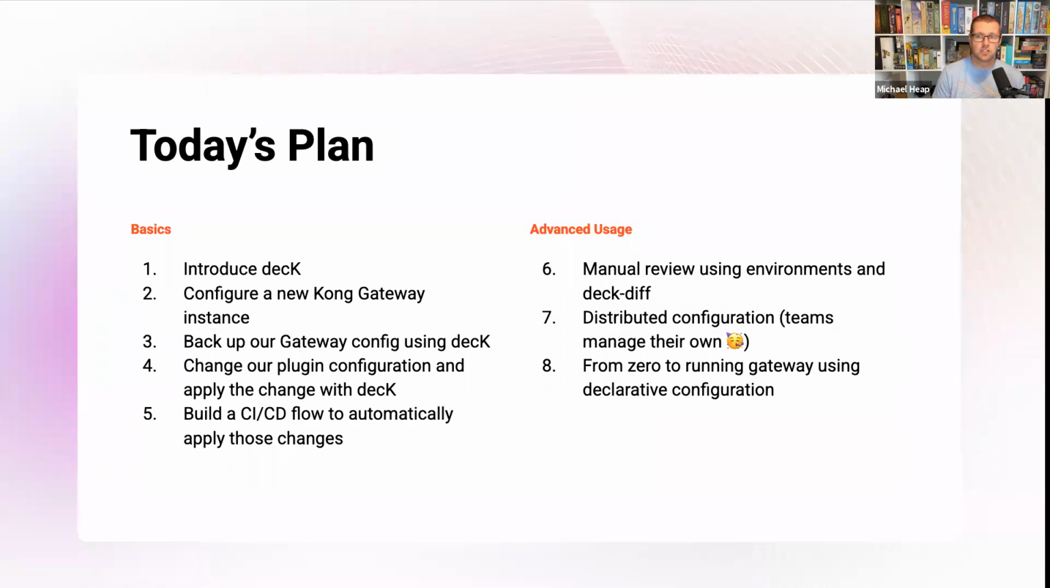And then once that's done, we'll get on to some of the more advanced stuff, things like manual approvals for deploying to production, and how to manage distributed service configuration. And finally, how to go from 0 to running gateway in under 3 minutes using declarative configuration. It should take us about 20 minutes. Are you ready? All right.